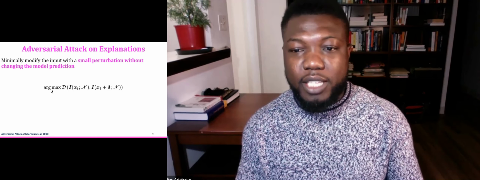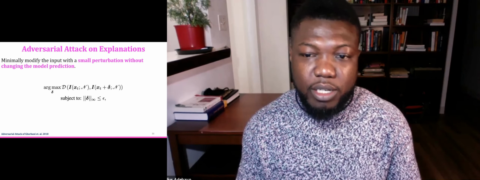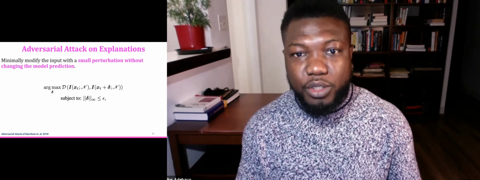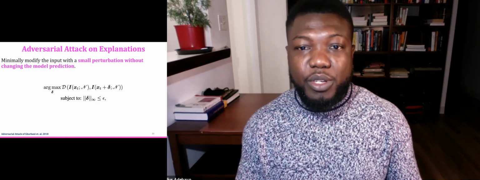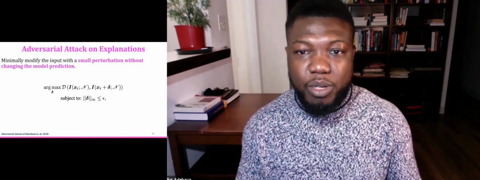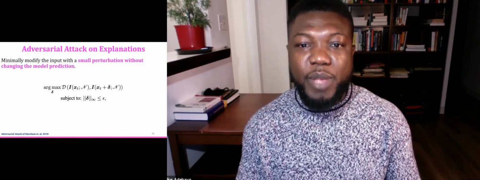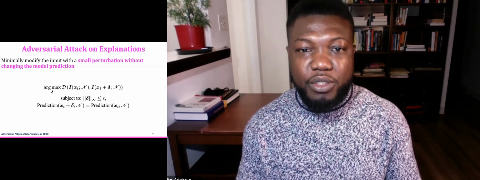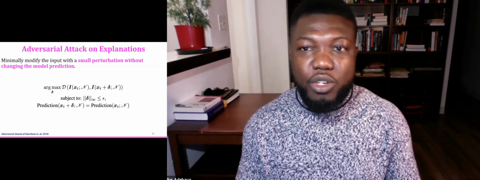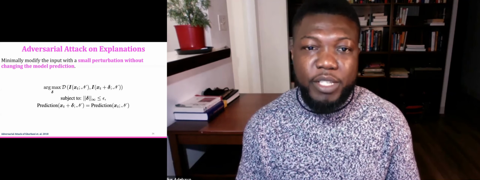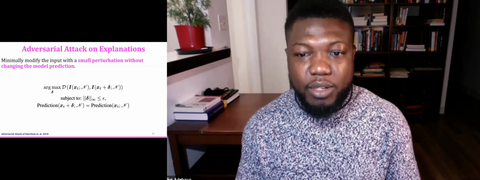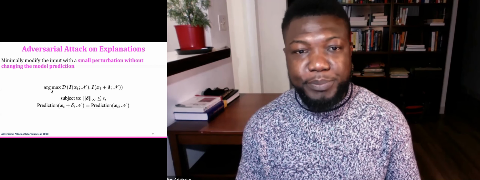Here, delta is the adversarial perturbation that you're trying to learn, and you want delta to be as small as possible because you want to preserve some kind of perceptual quality of the image and keep the differences small. And critically, you also want the prediction on the modified image to be identical to the prediction on the original image.